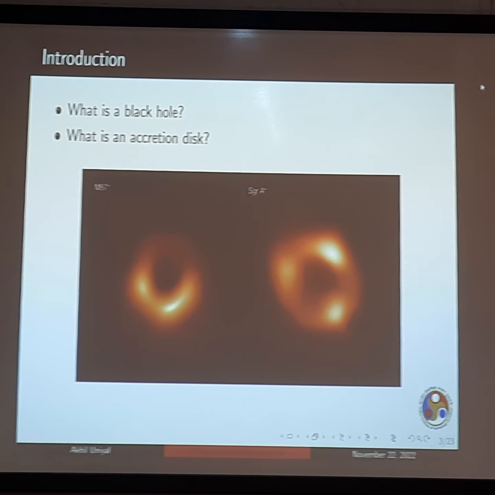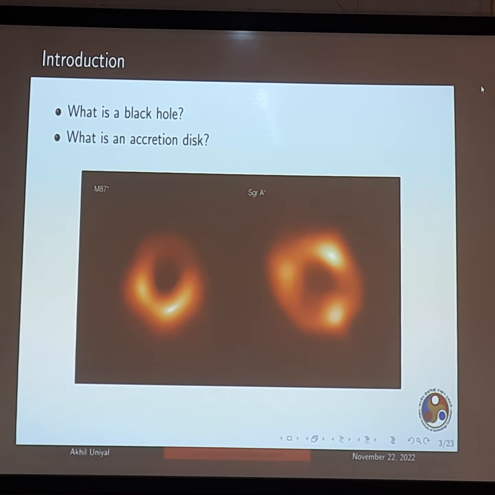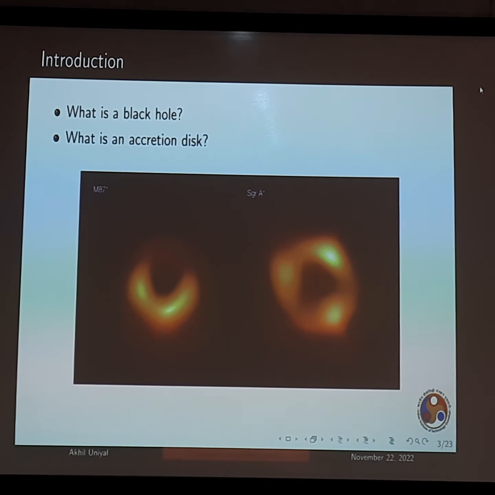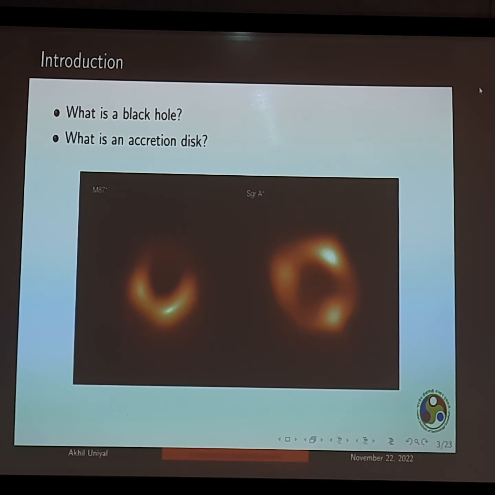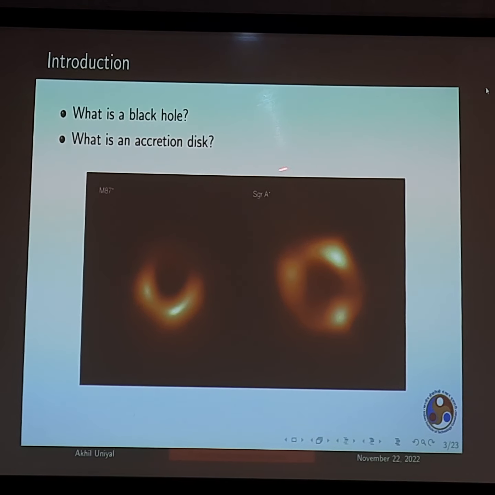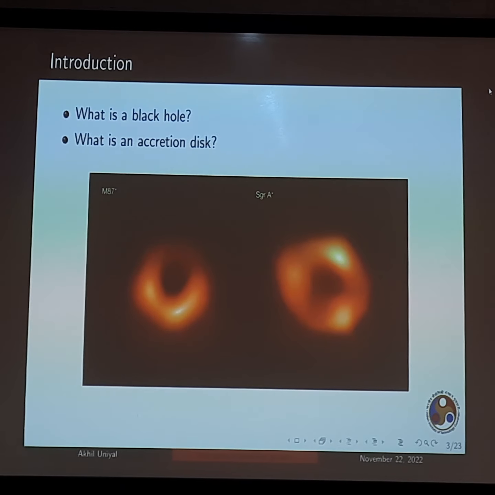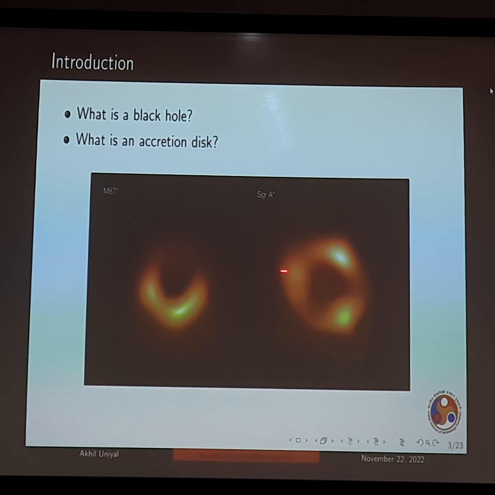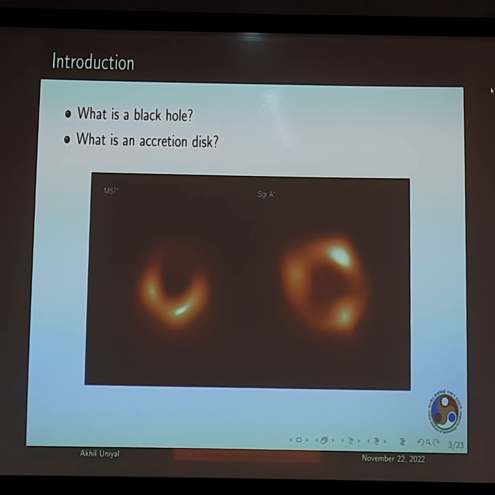In general, we know a black hole by definition is black, and nothing can escape from it, not even light. So how to detect a black hole? That's the first challenge that every astronomer is facing. These two images are actually black hole images, M87 and Sagittarius A, well-known images, and this black region is actually a black hole. So how do they detect it?